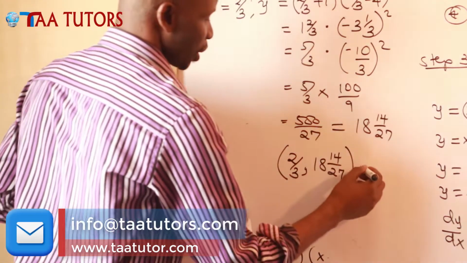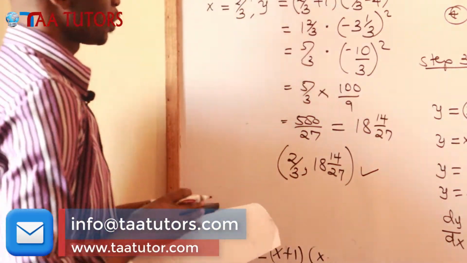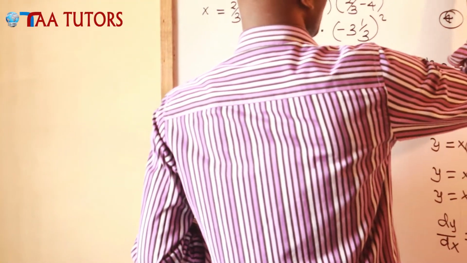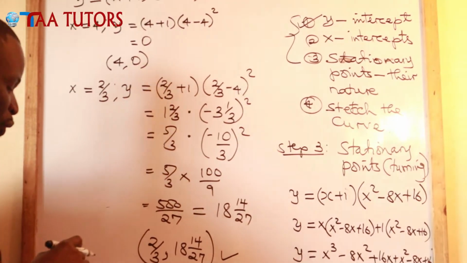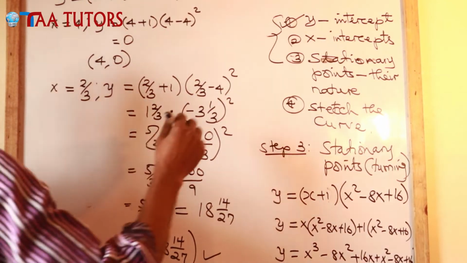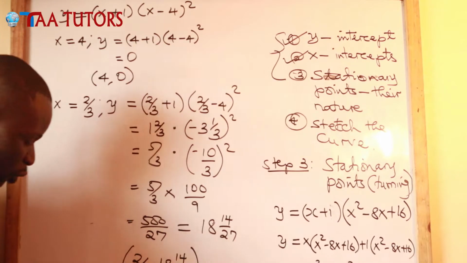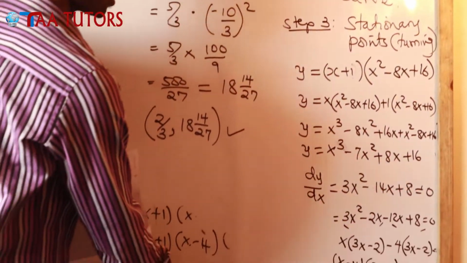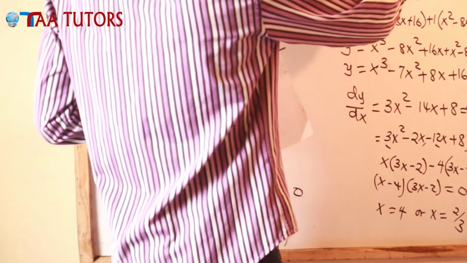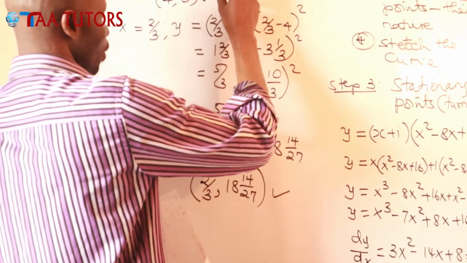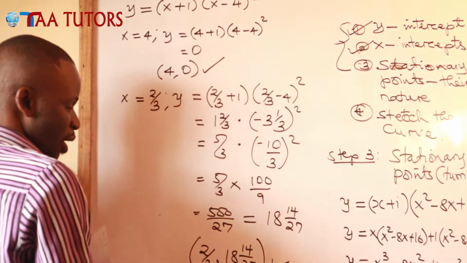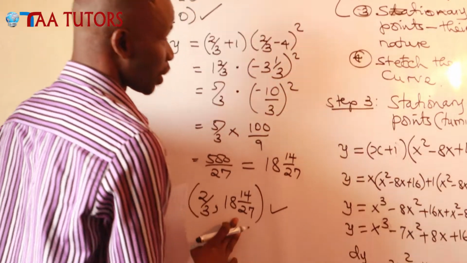That is one coordinate. So viewers, we are finished with step 1, which was getting the y-intercept. We got the y-intercept, which was (0, 16). We got the x-intercepts, which we said there are 2 here, (-1, 0) and (4, 0). Step 3, the stationary points, which is (4, 0). Another stationary point is (2 over 3, 18 and 14 over 27).